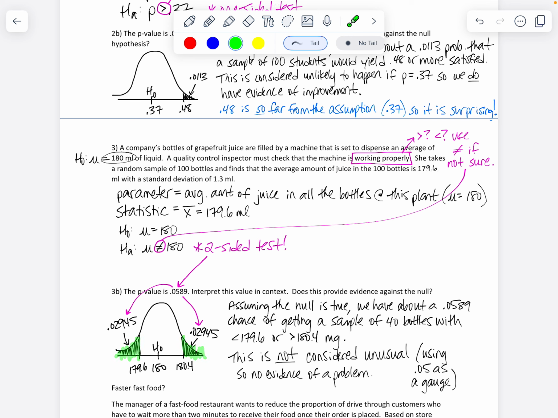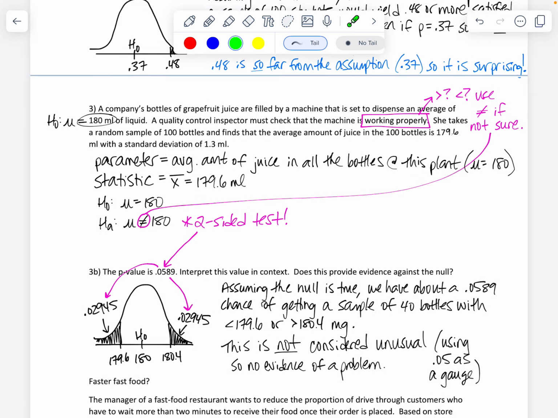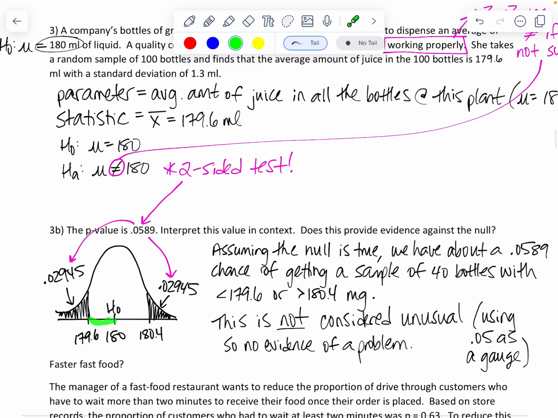Okay, and it tells me the p-value of 0.0589. That gets split into left tail and right tail. In a two-sided test, the p-value appears on both the left-hand side and the right-hand side, and the p-value that's given is the total for both the left and the right tail. Anyways, how far away is that 179.6? Is it considered really far away or is it not? Well, my shading doesn't really look very accurate here, but this is about 3%, and this over here is about 3%. So that adds up to about 6%, 0.0589.